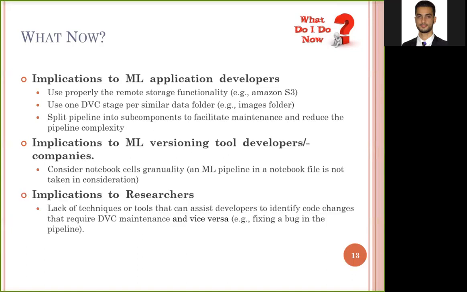Also, an implication for researchers is that there is a lack of techniques or tools that can assist developers to identify code changes that require DVC maintenance. For example, fixing a bug in the pipeline. There is a lack of tools to automate this kind of fixing.